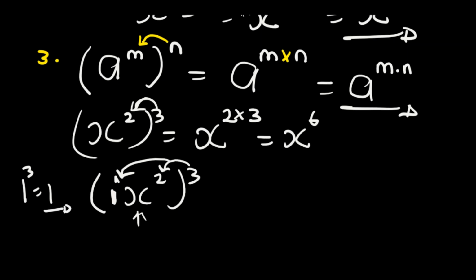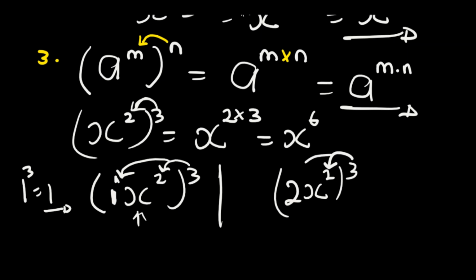Why am I raising it? It's because you can have 2 to the power of x to the power of 2 all to the power of 3. You can have something like this. You see? So you know very well that this 3 will multiply the power of x and will also multiply the power of 2, right?